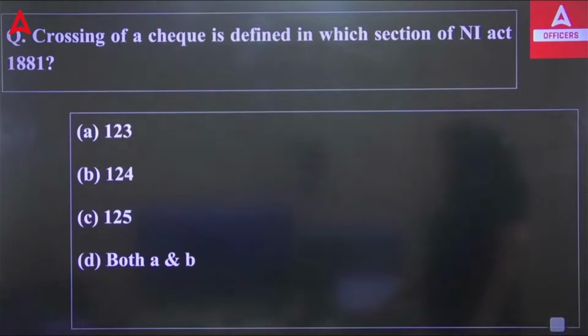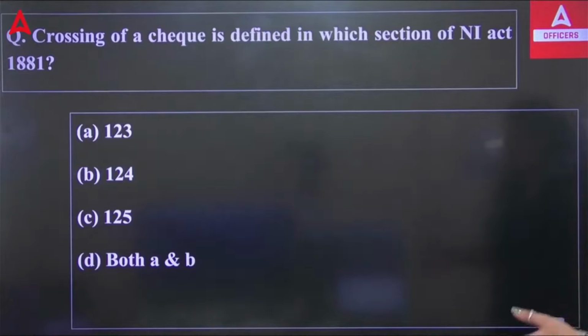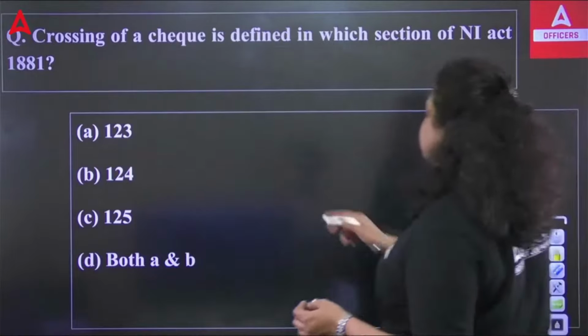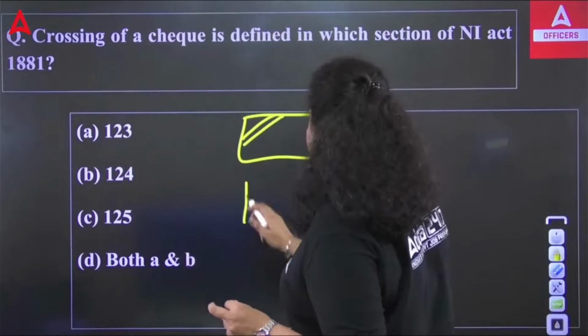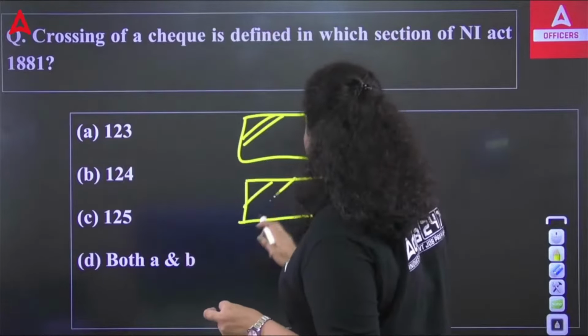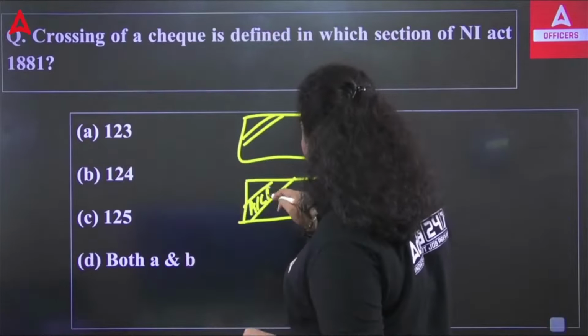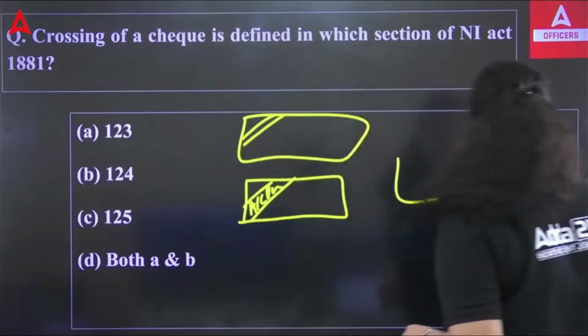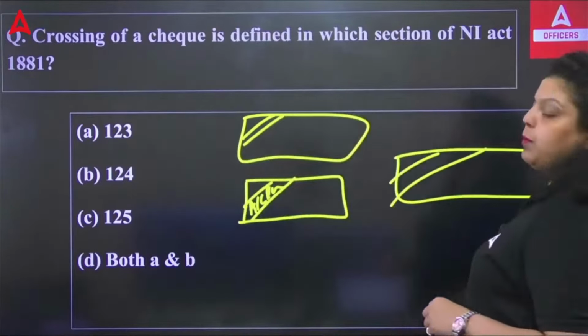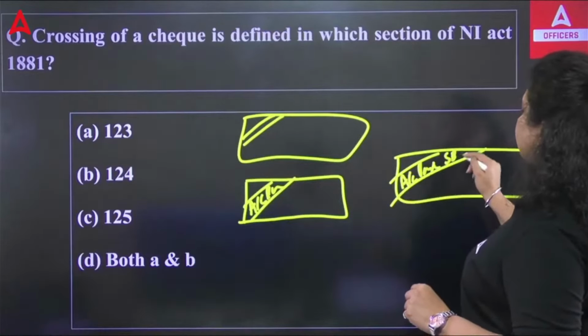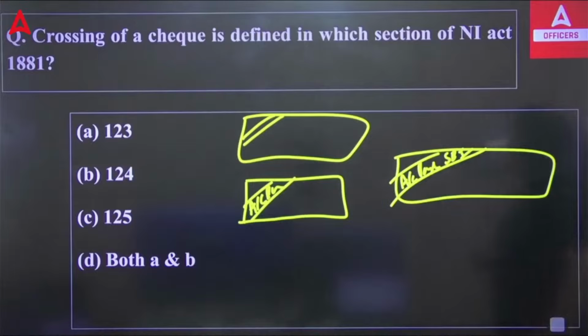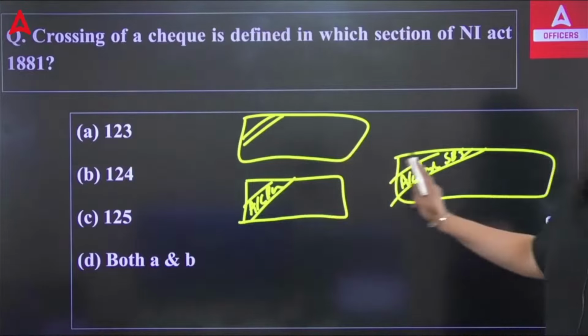If I talk about crossing, there are 3 types of crossing. We have a general crossing, in which you will find, on the check, on the top left side, 2 parallel lines. Then we have account payee crossing, in which between the 2 parallel lines at the top left it will be written account payee. And the third is special crossing, where at the top left side of the check 2 parallel lines will be there, and the name of a particular bank will be written. These 3 types of crossing will be there: general crossing, account payee crossing, special crossing.